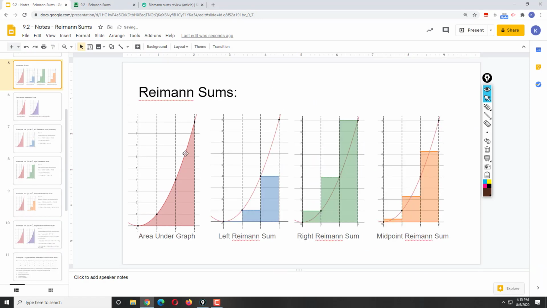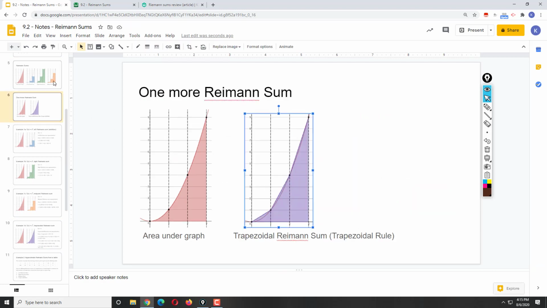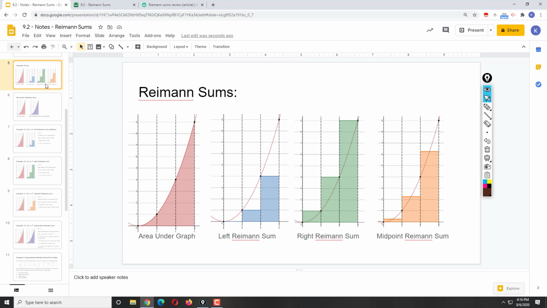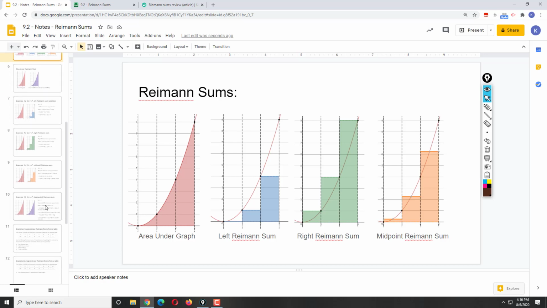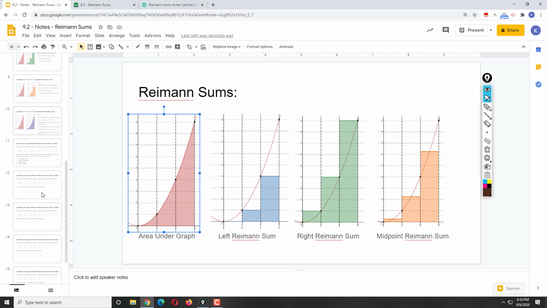So this is how we can find the left, right, midpoint, and trapezoidal Riemann sums. We're just adding up the areas of the rectangles or trapezoids, and the height is given by the value of the function. We use the left point for the left Riemann sum, the right point for the right Riemann sum, the midpoint for the midpoint Riemann sum, and so forth. Notice that the left Riemann sum for this function underestimates the real value. The right Riemann sum overestimates the real value, and so forth.